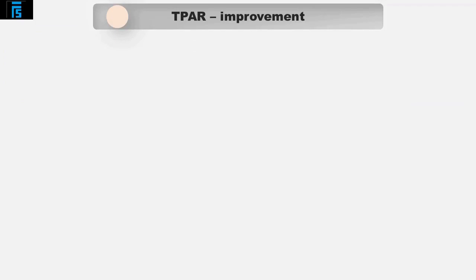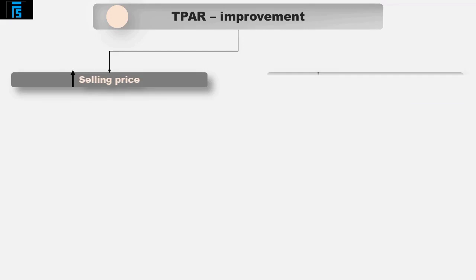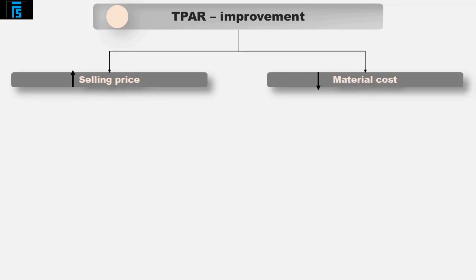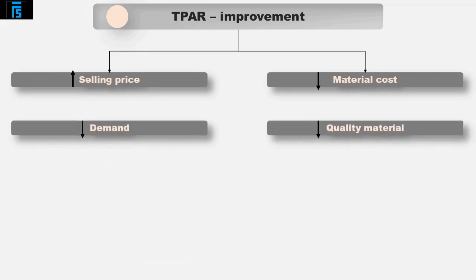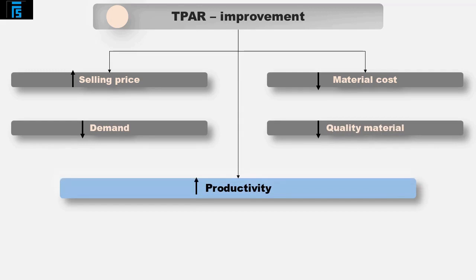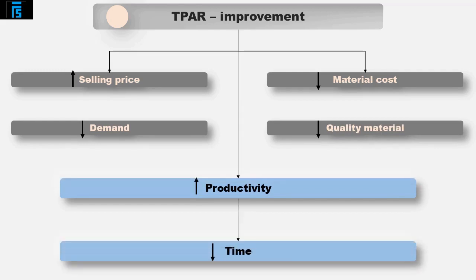Once we know the throughput accounting ratio for a product, we might want to think about how we can increase or improve the ratio for that product. We could do this by either increasing selling prices or reducing material costs to increase the throughput itself. This may of course result in a reduction in demand or us using a lower quality material, which would then result in higher levels of wastage and a lower output. We could also look to improve productivity and thereby reduce the time spent making each unit, and as a result we could make more units in the time available.